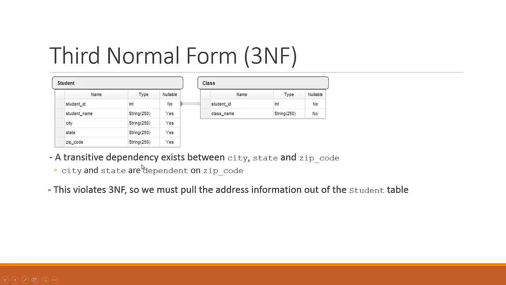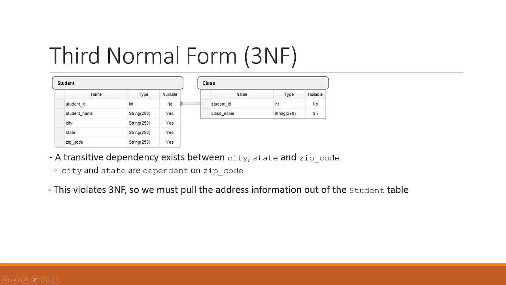A transitive dependency actually exists between city, state, and zip code. That's the case because city and state are dependent on zip code. Remember how I talked about dependencies? When you can say with certainty what the value of a column in the table is going to be based on the value of another column, that is a dependency.